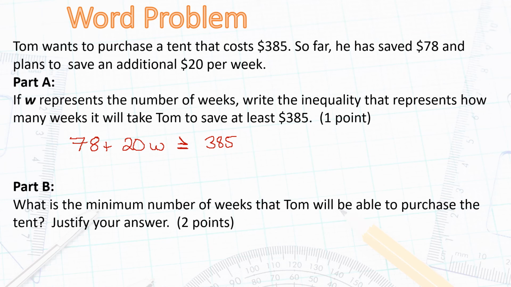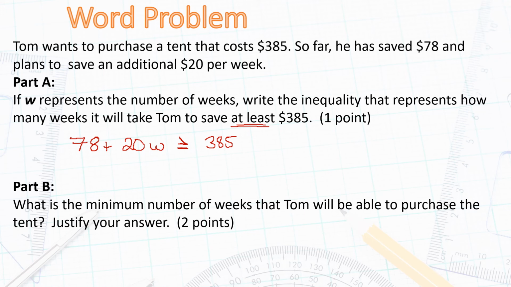So this will help us figure out how many weeks it will take Tom to save at least, and that's the key word, at least $385. So if you don't see the word inequality anywhere, if you see the words at least or at most or under or over, that's your sign that this is an inequality problem.